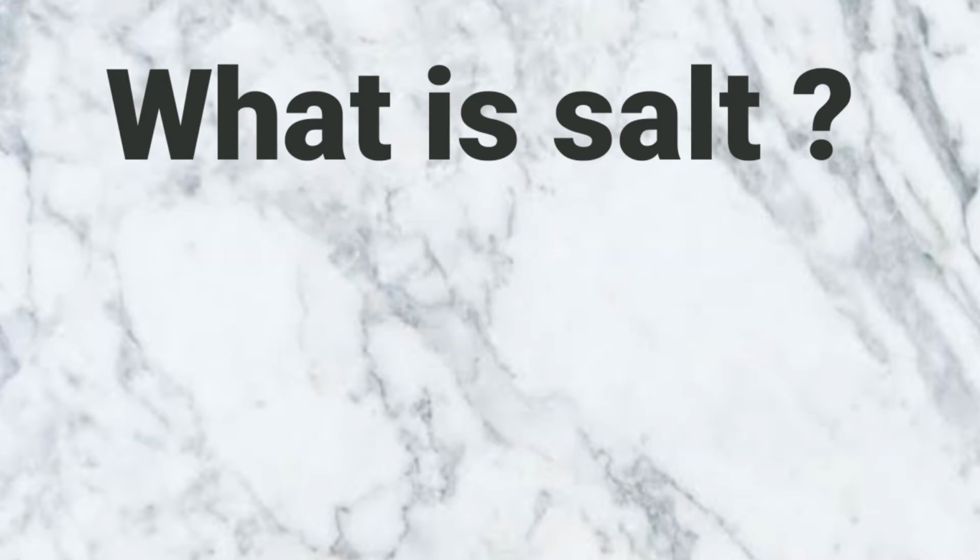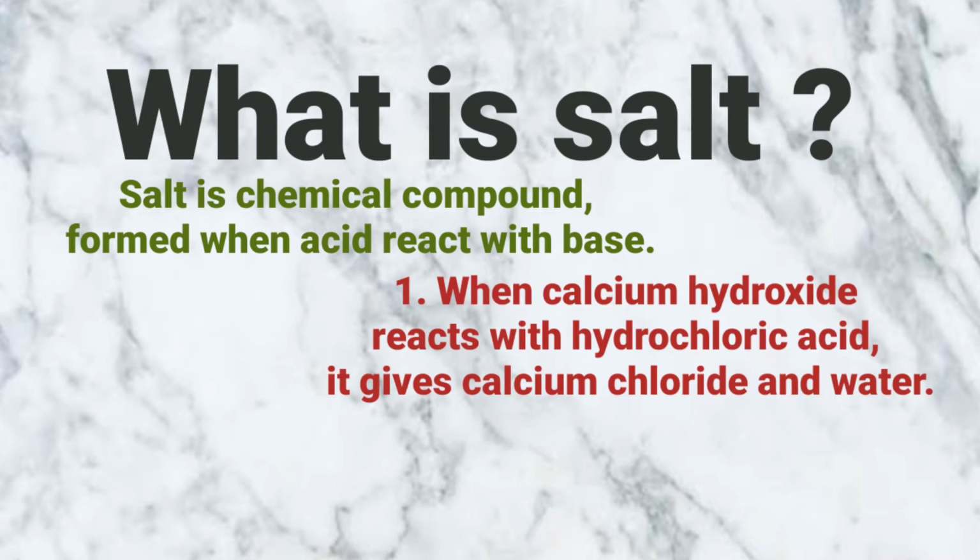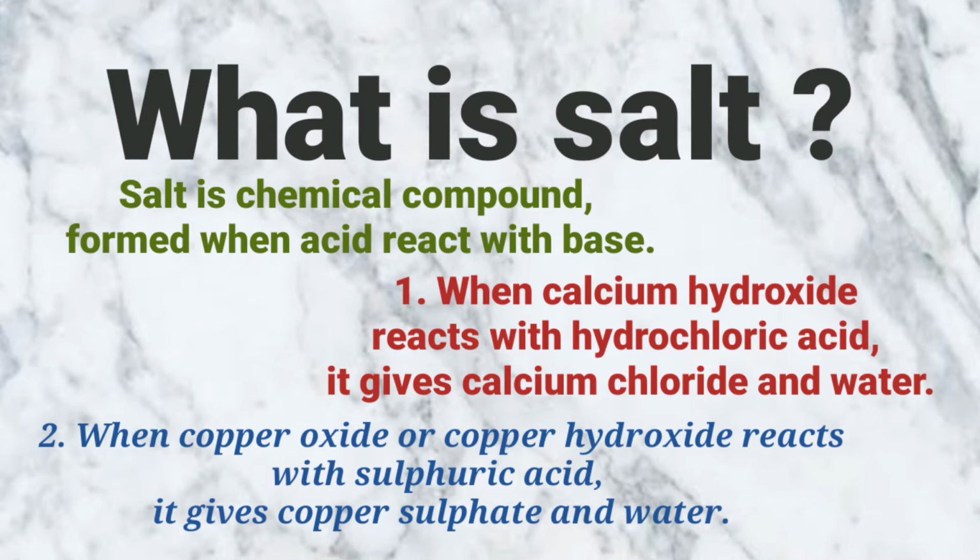So first let us start with what is salt. Listen students, salt is a chemical compound which is formed when acid reacts with base. As for example, when calcium hydroxide reacts with hydrochloric acid, it gives calcium chloride and water. So here calcium chloride is salt. When copper oxide or copper hydroxide, which is the base, reacts with sulfuric acid, which is acid, it gives copper sulfate and water. So in this example, copper sulfate is salt, which is formed when base reacts with acid.